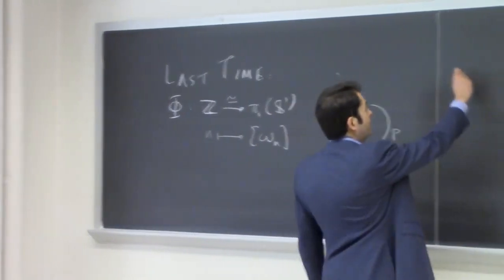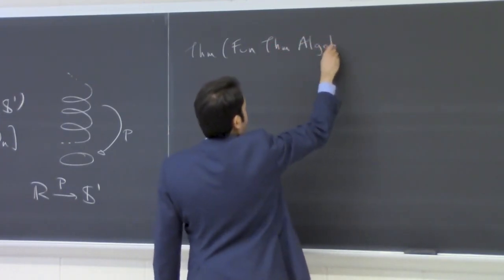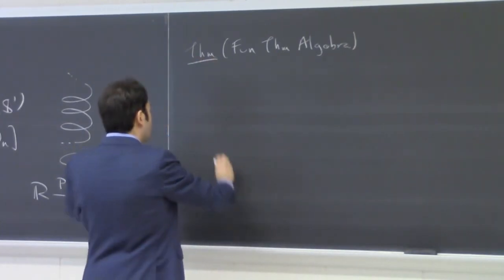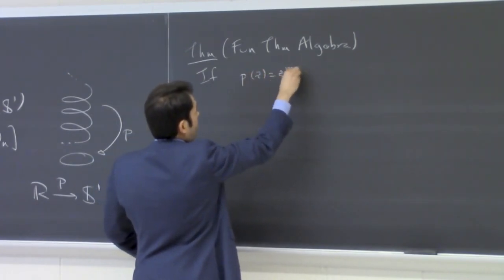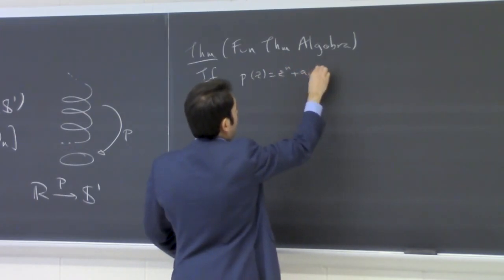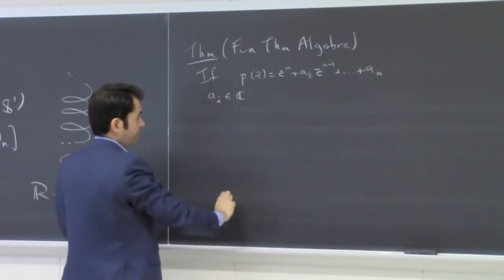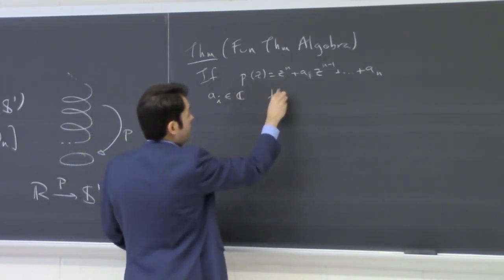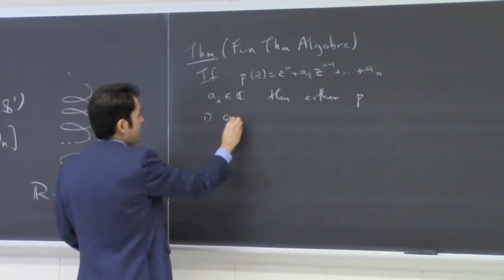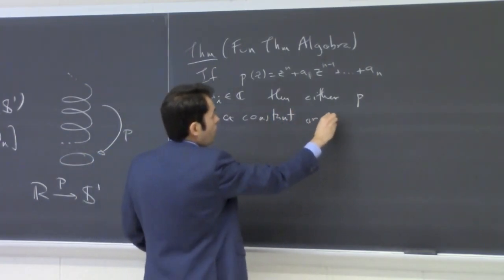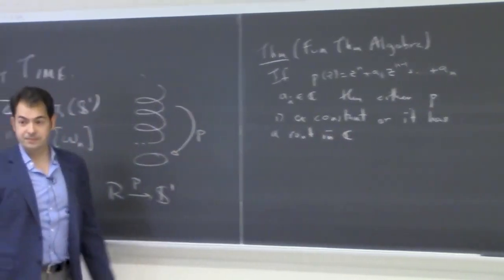So the first one, as we anticipated last time, is the fundamental theorem of algebra, which says that if P is any polynomial in the complex numbers, then either P is a constant or it has a root in the complex plane.